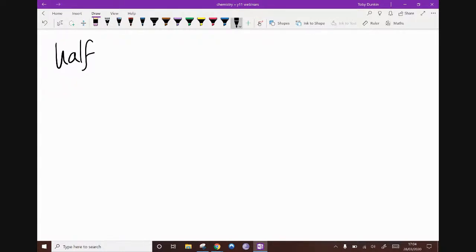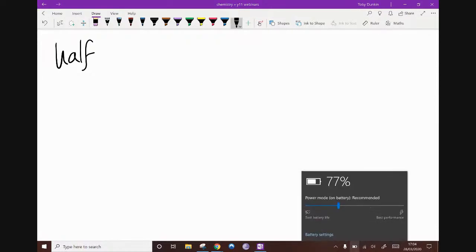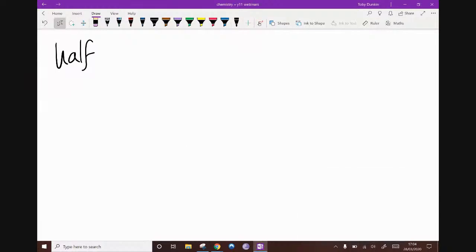I'm just suddenly thinking that my laptop might die, so I'm just going to get the power pack for my laptop. Just plug that in, just in case. We'll see how we get on with the battery. It's on 77. Okay, so let's do half equations.